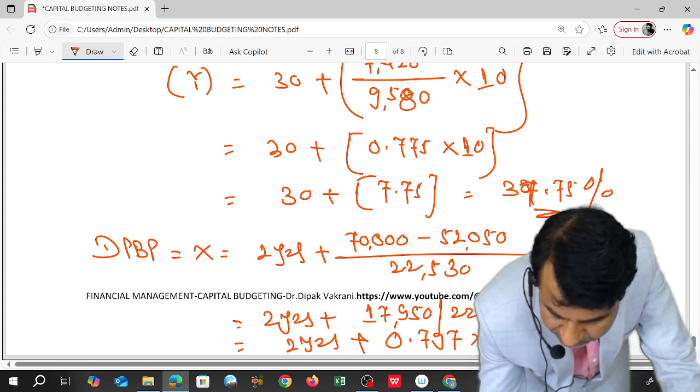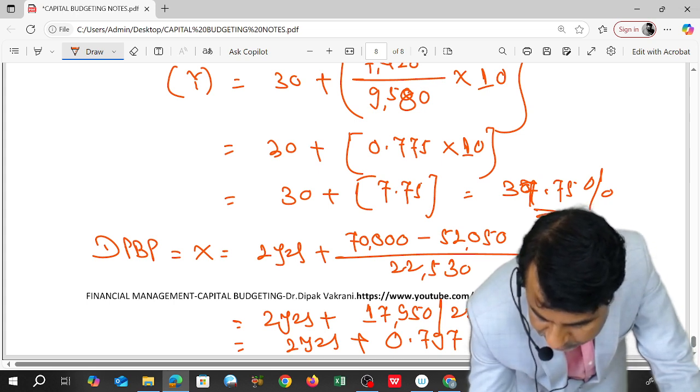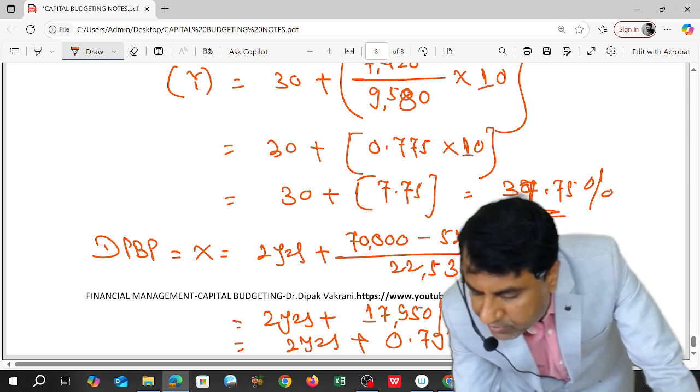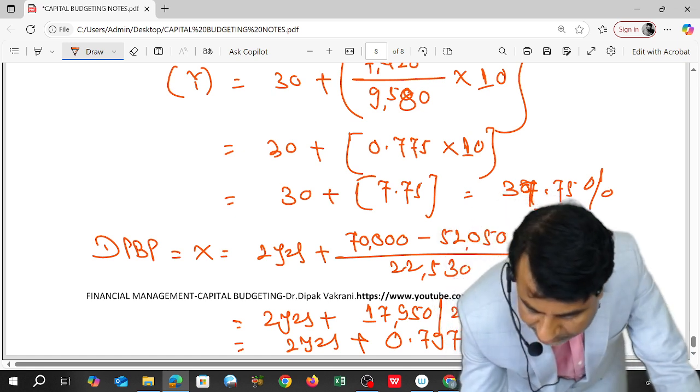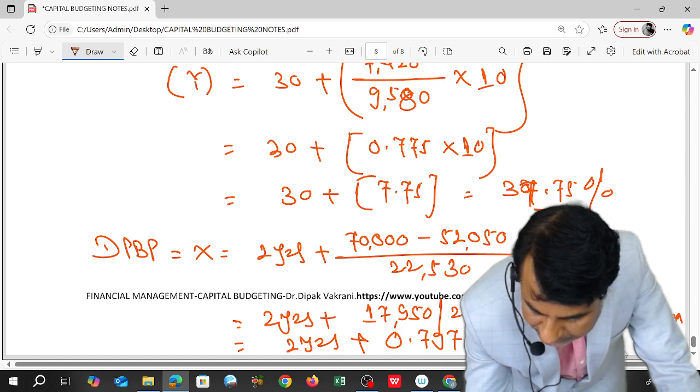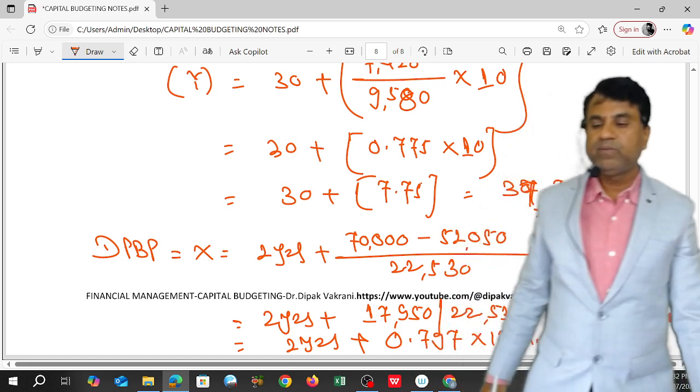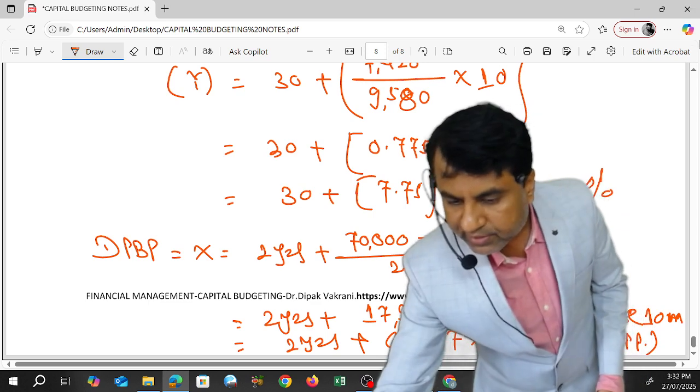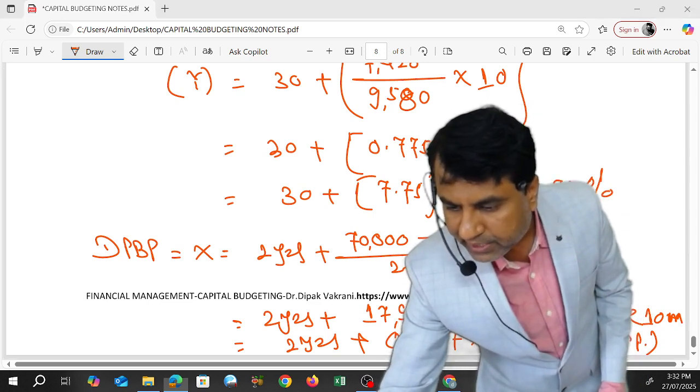करूंगा मैं इसका अप्रोक्सीमेट करने के लिए, and my answer is 2 years and 9.5 आ रहा है, so I can take 10 months approximately. 2 years and 10 months approximately. This is the discounted payback period for X. X के लिए discounted payback period है मेरा.